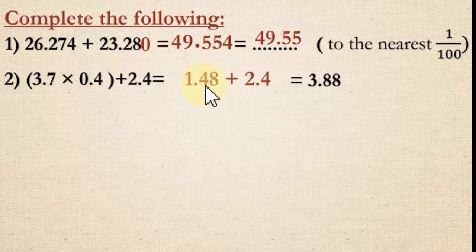Here we have 2 decimal places and here we have 1. So don't forget to put 0 to the right of 4. 8 plus 0 equals 8. 4 plus 4 equals 8. Put the decimal point after 2 digits. 1 plus 2 equals 3.